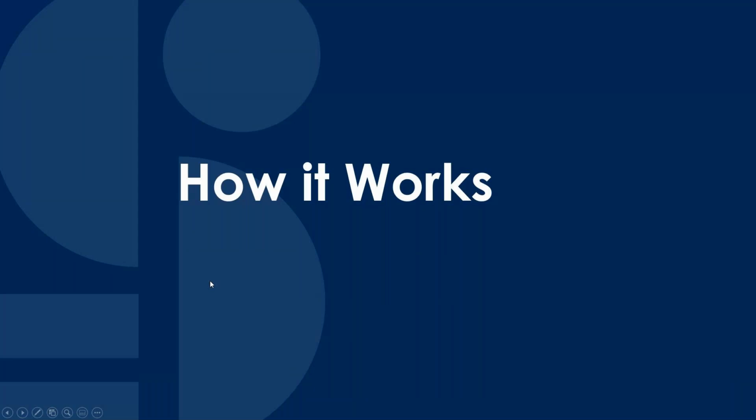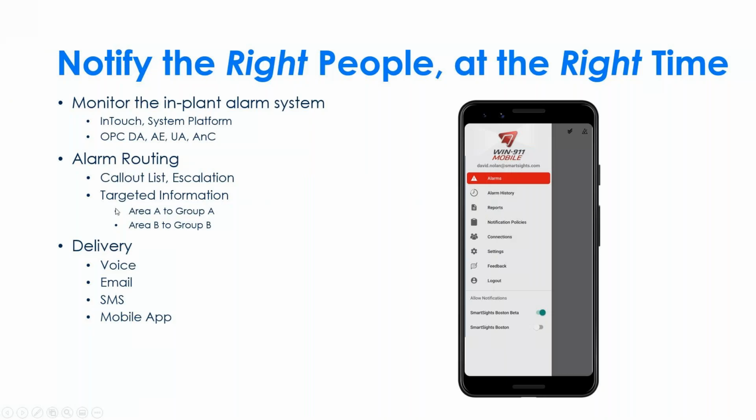So how do these two solutions work? The concept of remote notifications as well as process reporting. From the notification side of things, it basically works by monitoring in-plant alarm systems. Again, your InTouch, your Factory Talk, your Delta V, and it takes the alarms in those systems and it routes them using simple logic like call out lists, right? If an alarm happens, call Bill, and if he doesn't answer, call Bob. There's also advanced logic that can be used to route alarms that can check things like the schedule, the severity of the alarm, how long it's been going on, and target notifications to different people based on those factors.